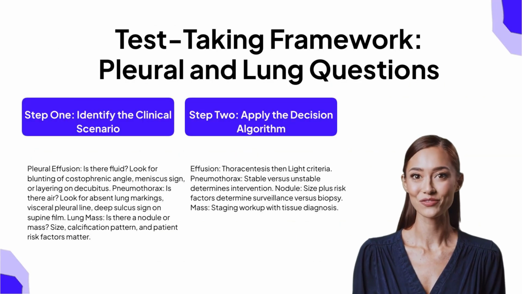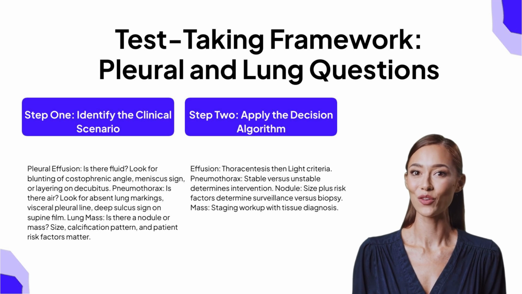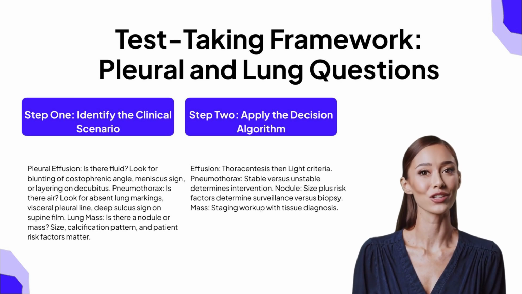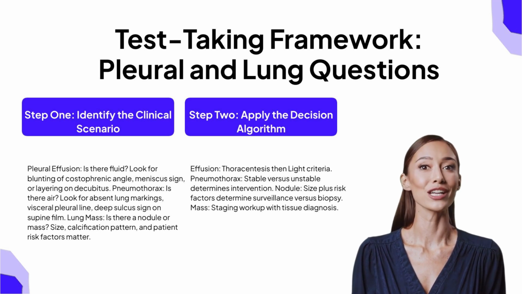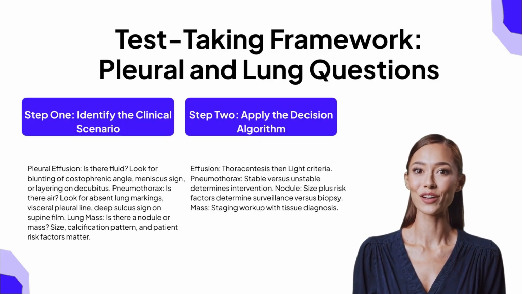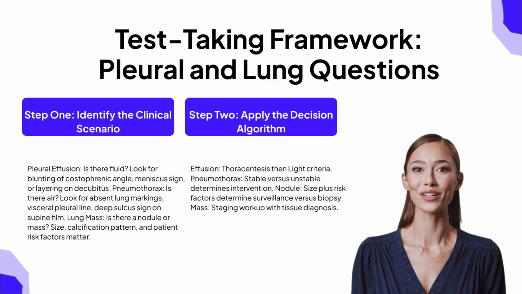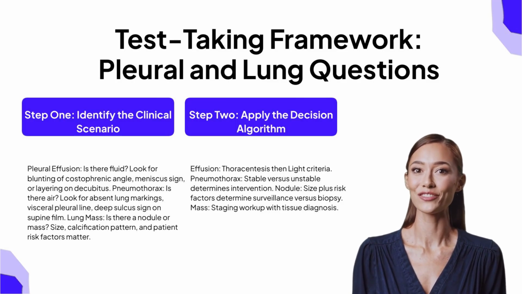Here's your test-taking framework for pleural and lung questions. Step 1 is always to identify the clinical scenario. For pleural effusions, look for blunting of the costophrenic angle, the meniscus sign, or layering on decubitus films. For pneumothorax, look for absent lung markings, a visceral pleural line, or the deep sulcus sign on supine films. For lung masses, focus on size, calcification pattern, and patient risk factors.